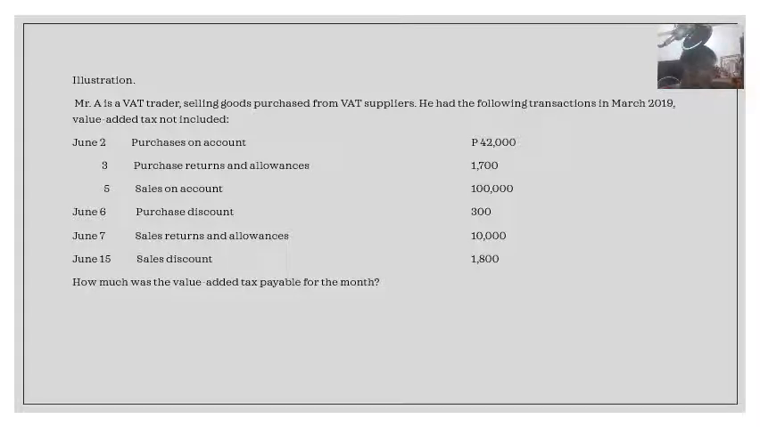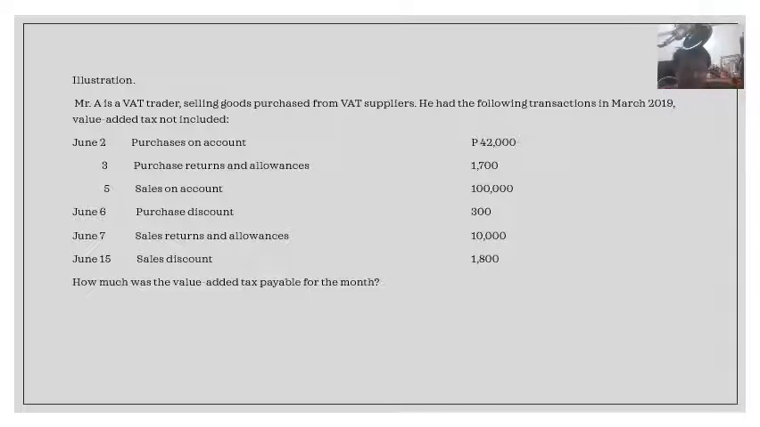And yung last two ay transitional input tax at presumptive input tax. So ano-ano nga ba ang meron dyan sa mga ating sources ng input tax? Syempre, yung purchases on account. Pero meron din siyang adjustment: purchase discount at saka purchase returns and allowances. So, ibabawas mo din yun sa iyong purchases.